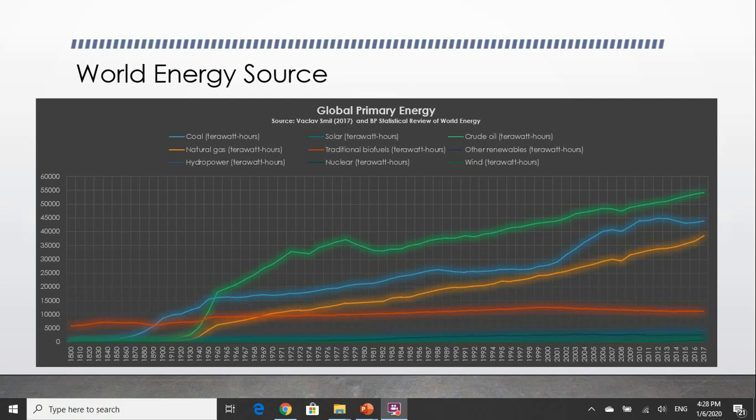According to a study done in 2017, crude oil is still the primary source of energy used by the world's population, that's the line in blue, followed by coal, then natural gas, that would be the orange line, then followed by traditional biofuels, that's the one in red. The renewable energy sources are down here. These are the wind power, solar. So you can see that our renewables are still far behind our traditional sources of power.